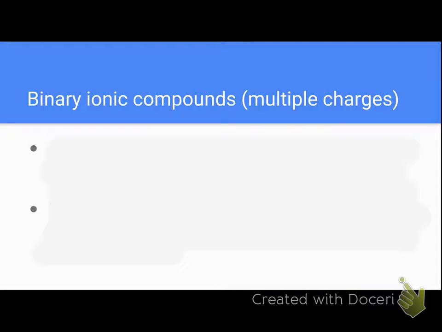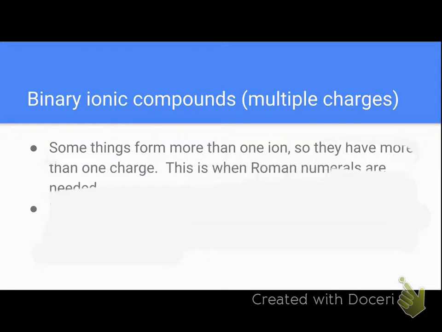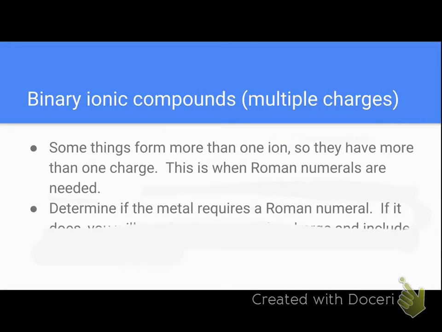So everything that you've already done with binary is going to apply here, but this is when we're going to look at those ions that have multiple charges. So you should remember doing these when we took ion quizzes. So just to recall, some things form more than one ion, so they have more than one charge. This is when we're going to use the Roman numerals. So now those Roman numerals that we're used to using on our ion quizzes are going to start coming into play in our ionic compounds.